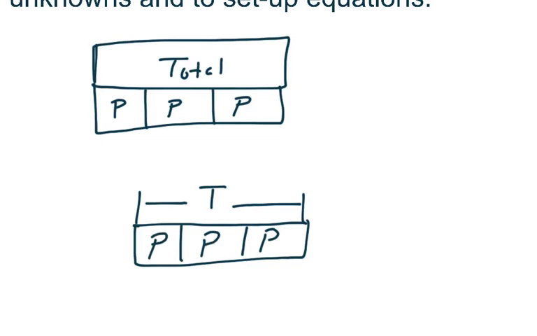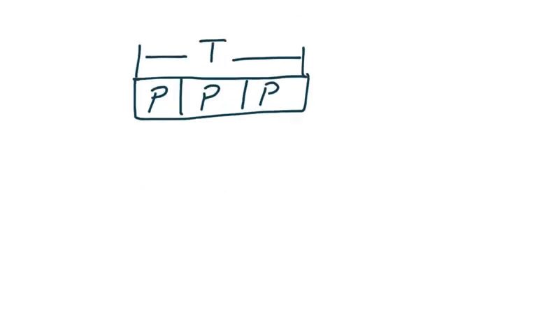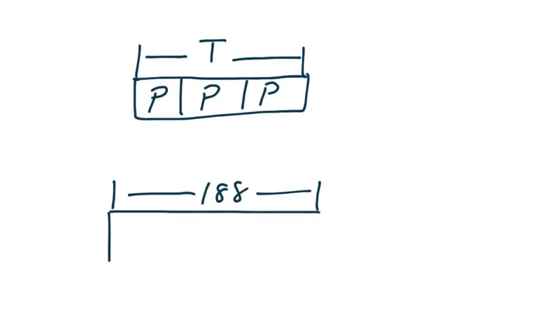Now, all of your strip diagrams are not going to have 3 little boxes. So let's go through and look at a couple of examples, okay? So let's say, for example, that we have a total of 188. And we know that 36 plus some number is 188. And I'm going to label that part C. And so we're trying to figure out what C is now.